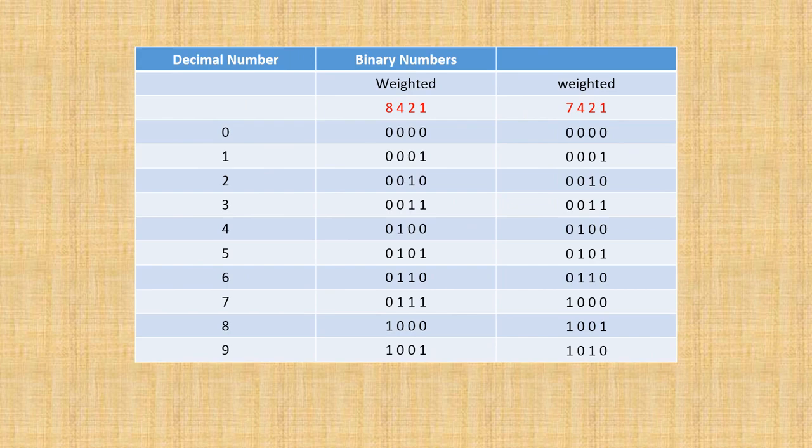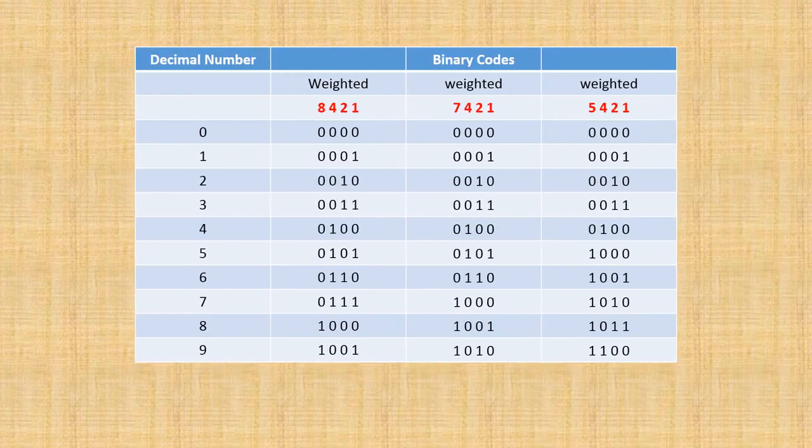There may be other coding systems in the weighted code category, like 7421. The method to find the code is the same as 8421. Another coding system is 5421. It is also a weighted code system, and we find the numbers as before.